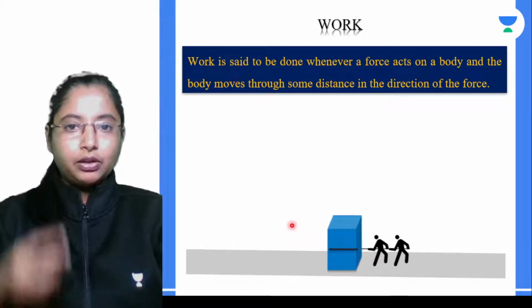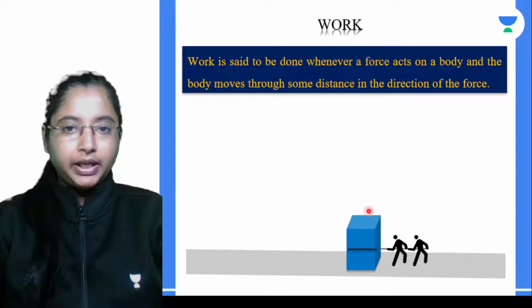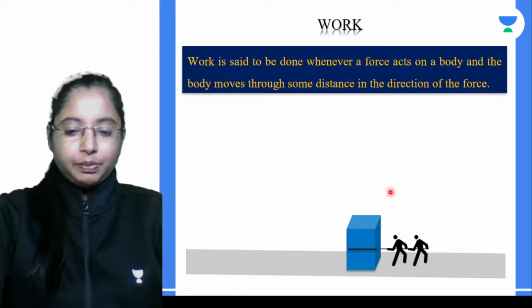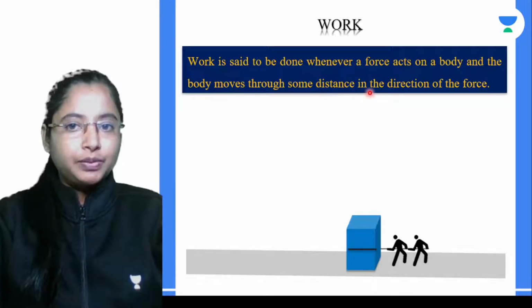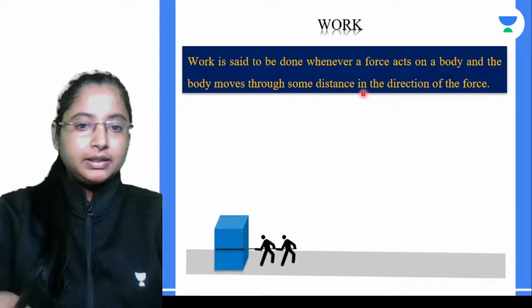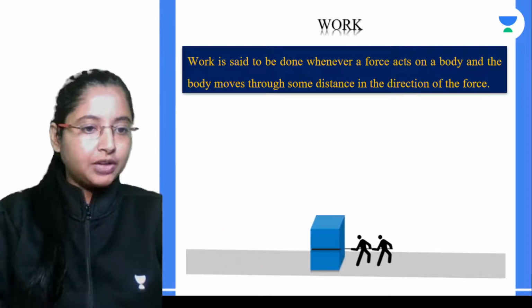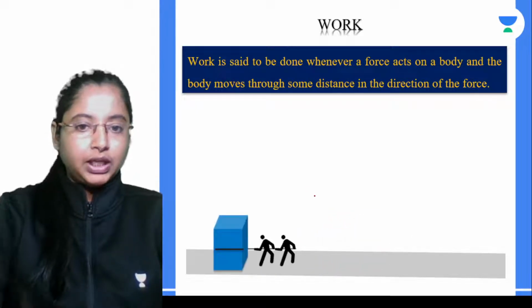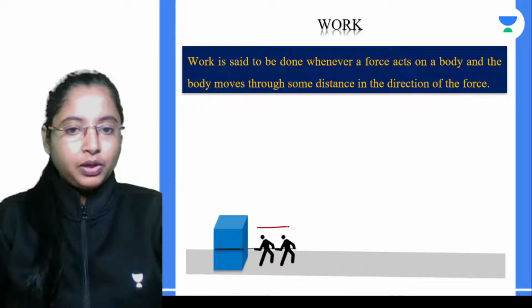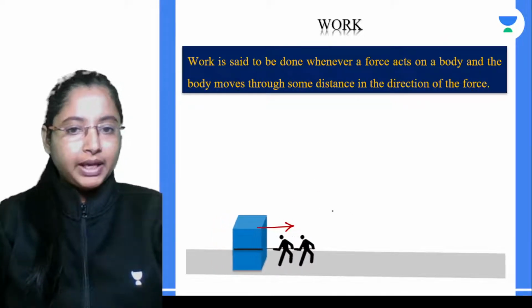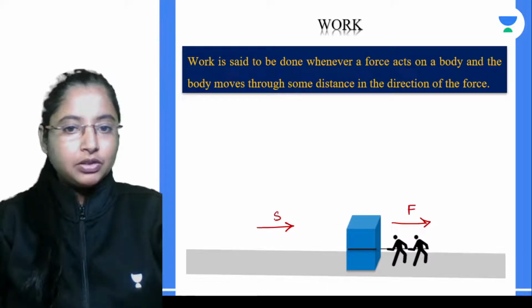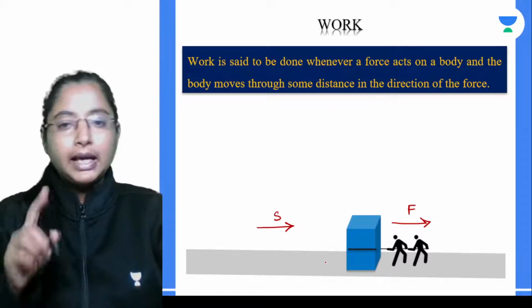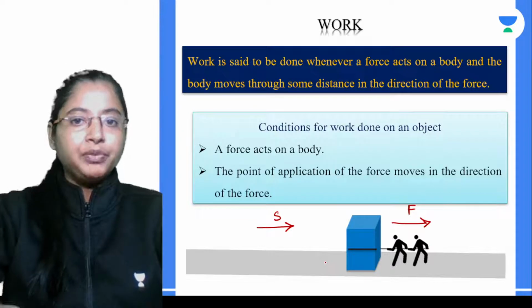Imagine a weight or an object that is getting pulled. For the force applied, whenever a force acts on a body, the body moves through some distance, and the object actually moves in the direction of the force. Here the people are pulling the object, so the force applied is in this direction, and the object's displacement is also in the same direction as the force applied.